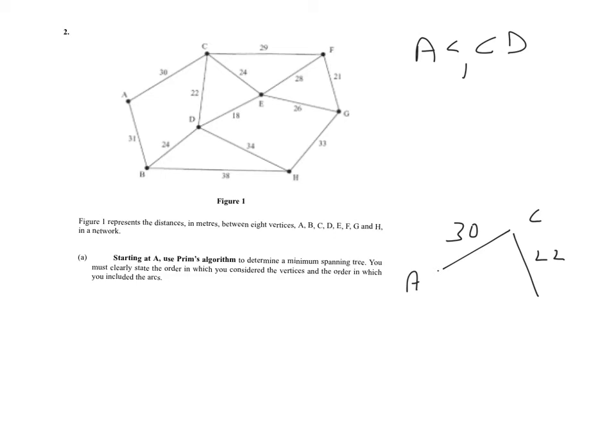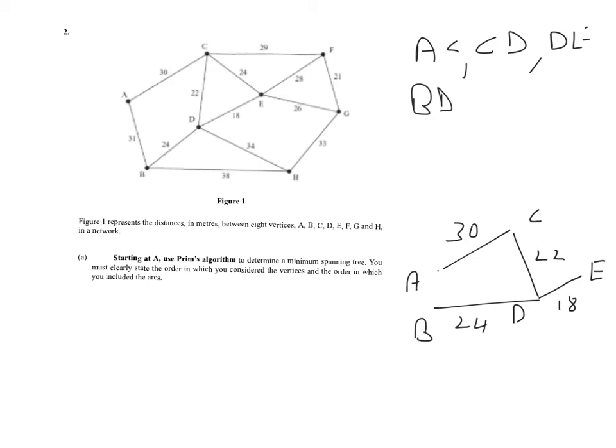Now what's the smallest number from A or C or D? Well, it's clearly DE, 18. So DE, that's 18. So let's put E in there, that's right. Now what's the smallest number now coming out of A, C, D or E? And that's the 24 from B to D. So the next one is B to D, so let's put that in there, that's 24.